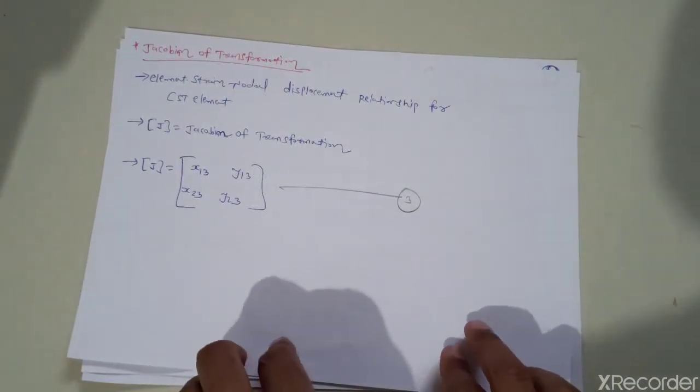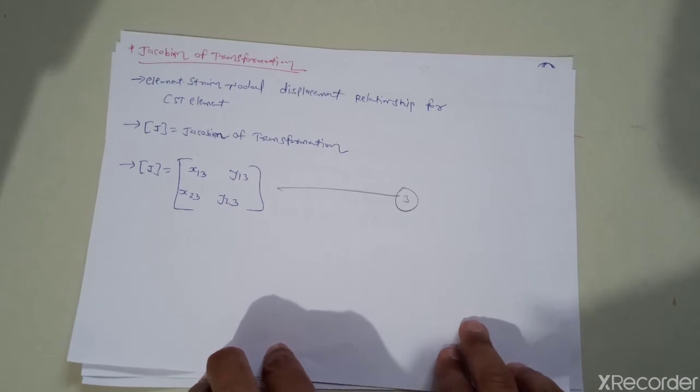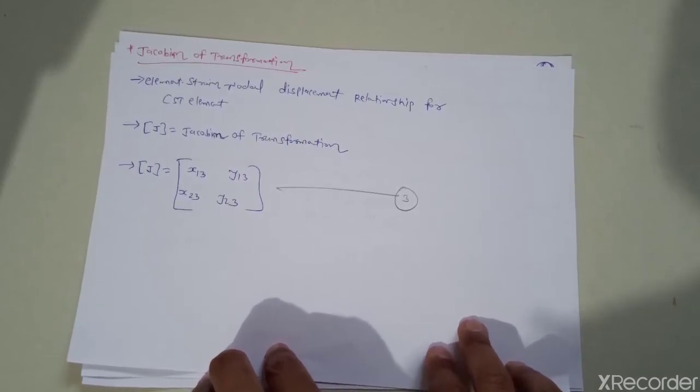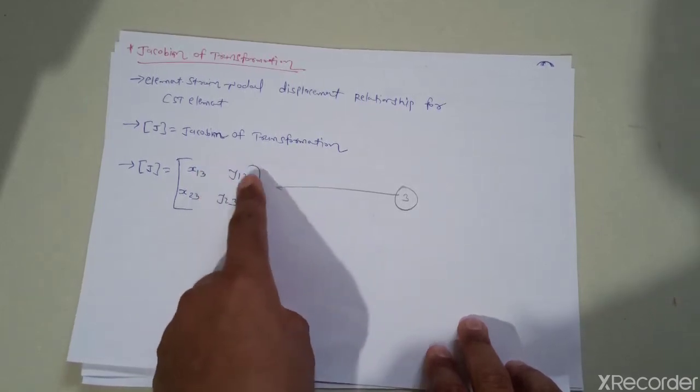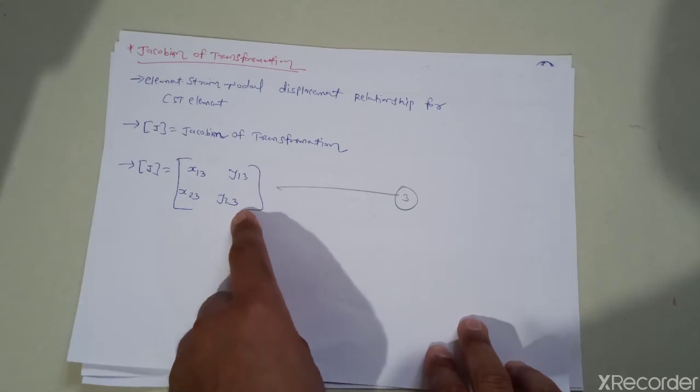Now, the Jacobian of transformation. In the element strain nodal displacement relationship in the CST element, we get the Jacobian of transformation, and this equation is given by the matrix x13, y13, x23, y23.